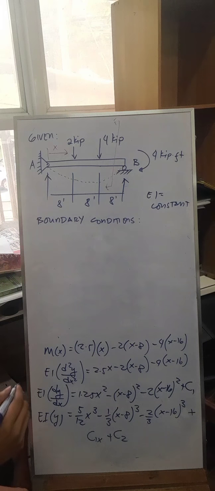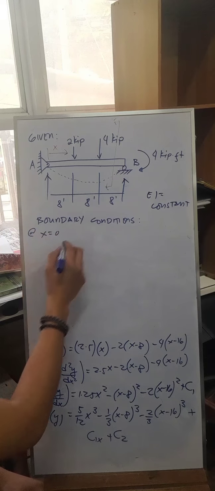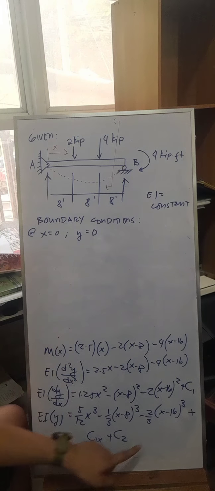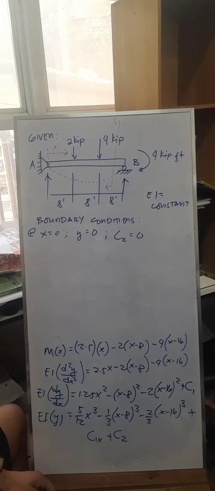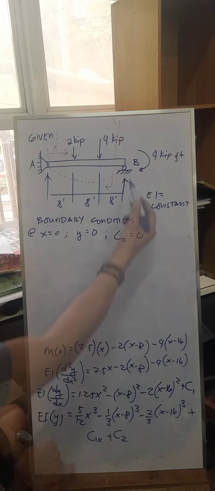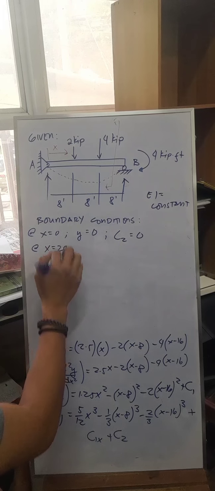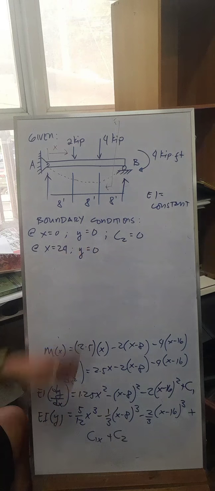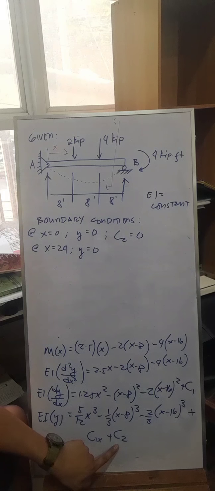You'll have a boundary condition at x equals 0, where y equals 0. From the second equation, you get C2 equals 0, so this is now eliminated. Next we have to find C1. There's another boundary condition at point B: if x equals 24, this distance again, your y is also 0, because you don't have any displacement at point B. Then you can solve for C1, knowing that C2 is 0.